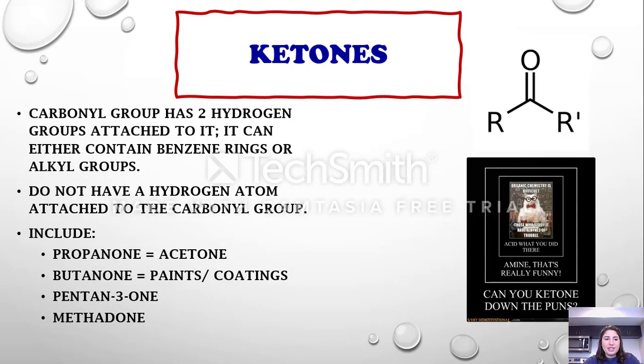So moving on to ketones. Ketones consist of a carbonyl group that has two hydrocarbon groups attached to it, and it can either contain benzene rings or alkyl groups. Now, the one thing that sets ketones and aldehydes apart is that there's no hydrogen atom attached to the carbonyl group.